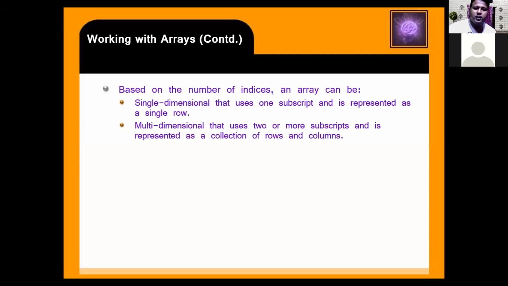Now I share my screen. Based upon the number of indices, the array can be of two types. One is a single dimension array, which uses one subscript and represents a single row. In a multi-dimension array, the elements are stored with two or more subscript values, and it is represented as a collection of rows and columns.